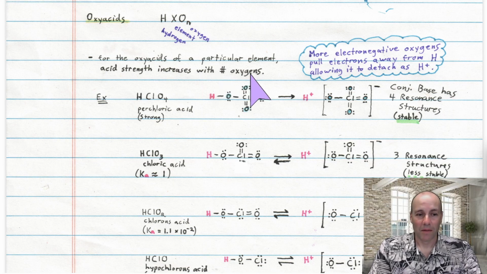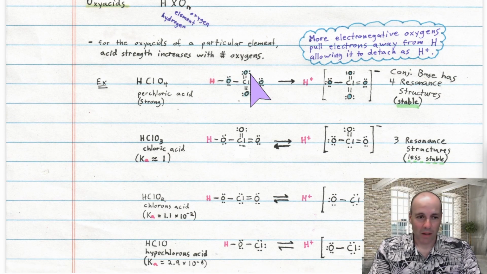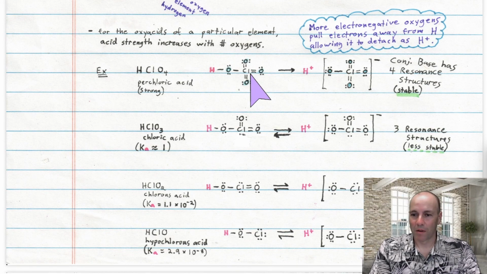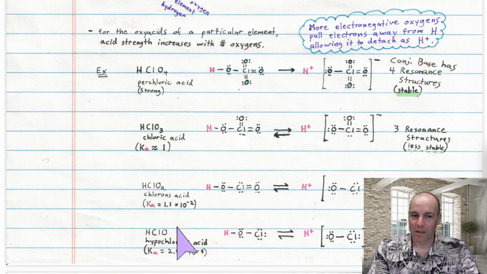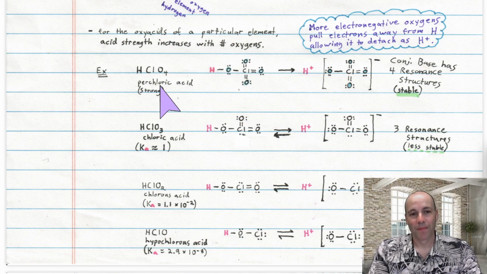So if you're considering the oxyacids of chlorine, HClO4, HClO3, HClO2, and HClO, the one with the most oxygens is the most acidic, and the one with the least oxygens is the least acidic. That's the trend. Now, it's pretty easy to see why that trend exists.